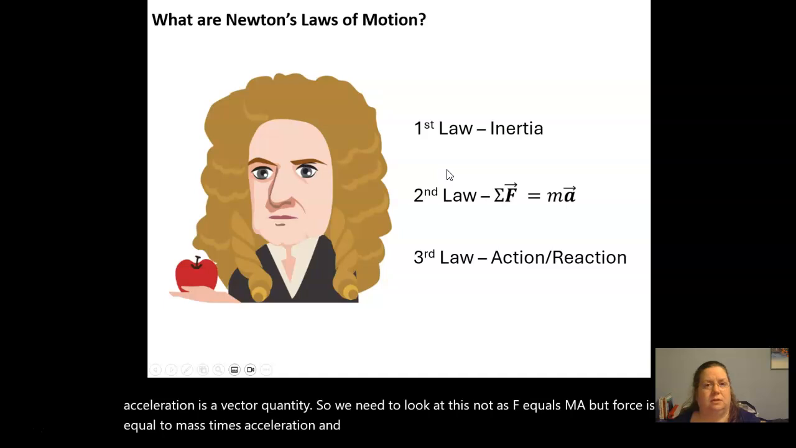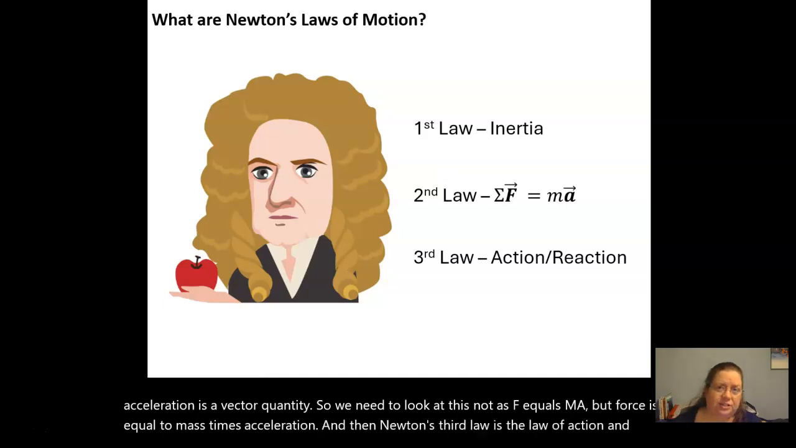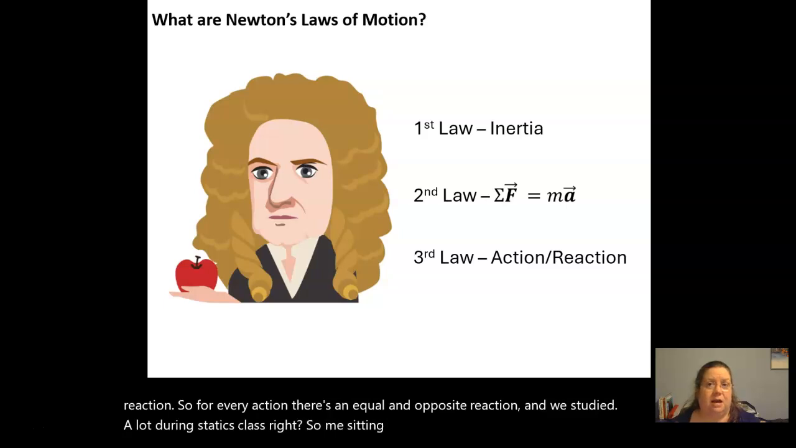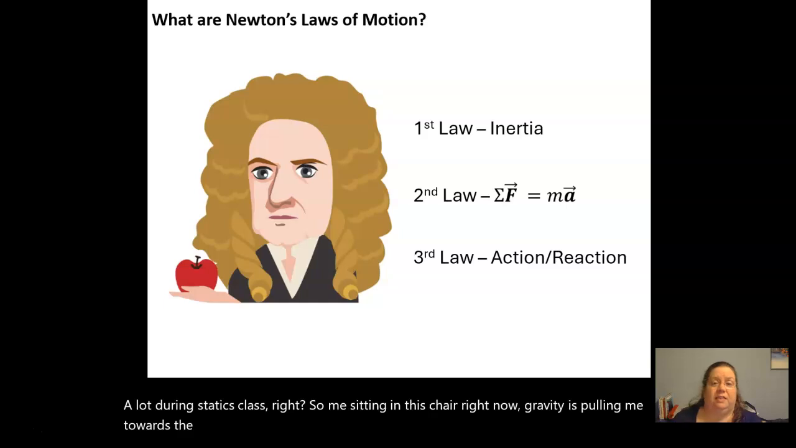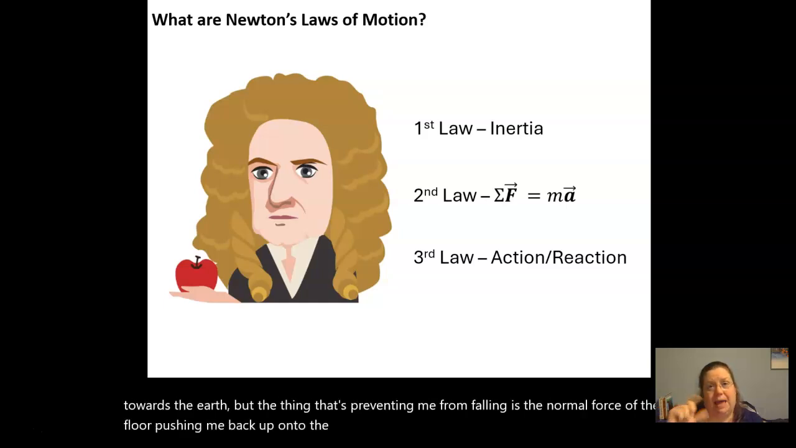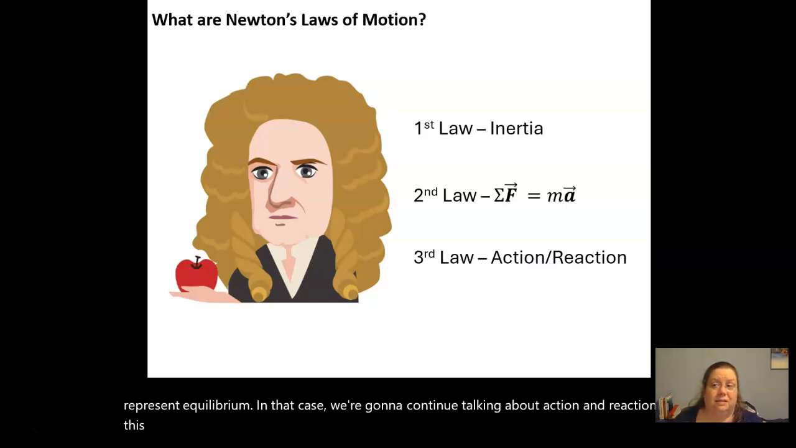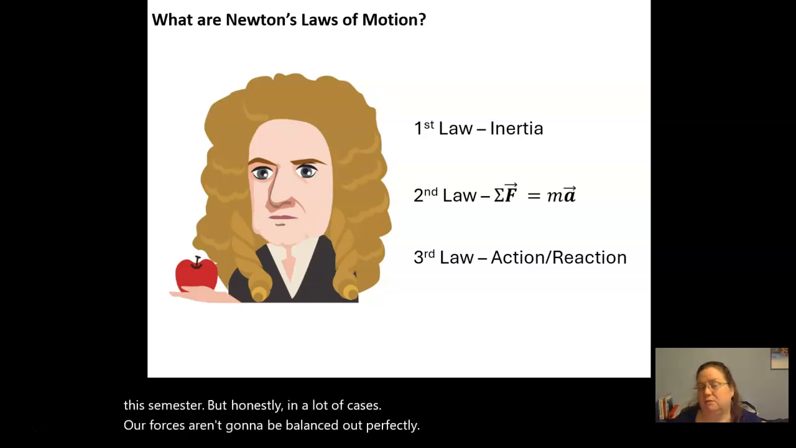And then Newton's third law is the law of action and reaction. So for every action, there's an equal and opposite reaction. And we studied this a lot during statics class, right? So me sitting in this chair right now, gravity is pulling me towards the earth, but the thing that's preventing me from falling is the normal force of the floor pushing me back up onto the chair. And it's the balance of those two things that represent equilibrium in that case. We're going to continue talking about action and reaction this semester, but honestly, in a lot of cases, our forces aren't going to be balanced out perfectly because it's unbalanced forces that cause that acceleration and that motion that we're studying in dynamics.